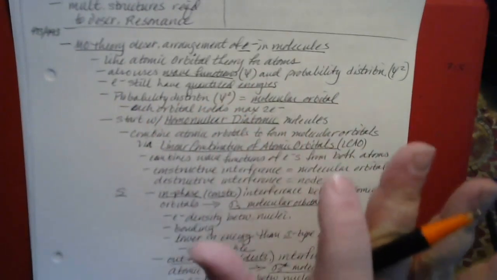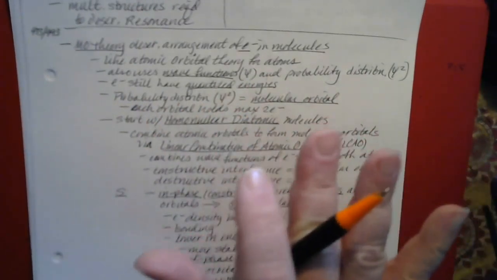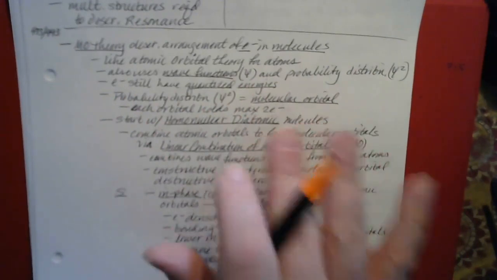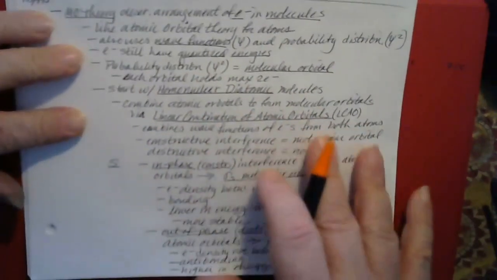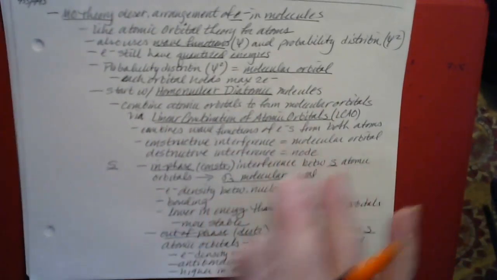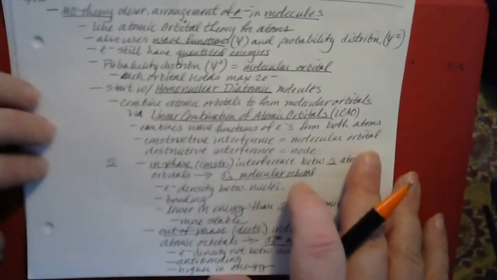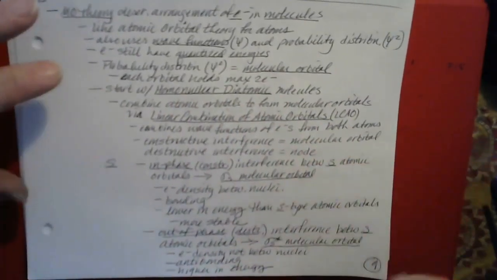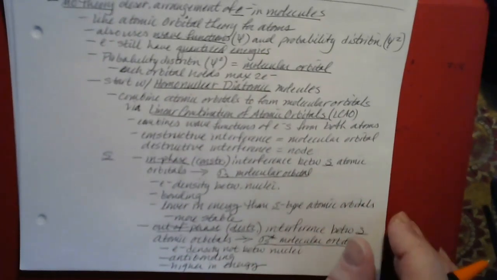Electrons still have quantized energies, so not every value is allowed. Only certain values are allowed in certain molecules. And we start with homonuclear diatomic molecules, that is, molecules like O2 or H2 or Cl2, where diatomic means two atoms are involved, and homonuclear means the two atoms are the same element. And we don't really go very far beyond that. There are books that would go much further than that, but fortunately, this isn't one of them. So we won't have to get too far into things.